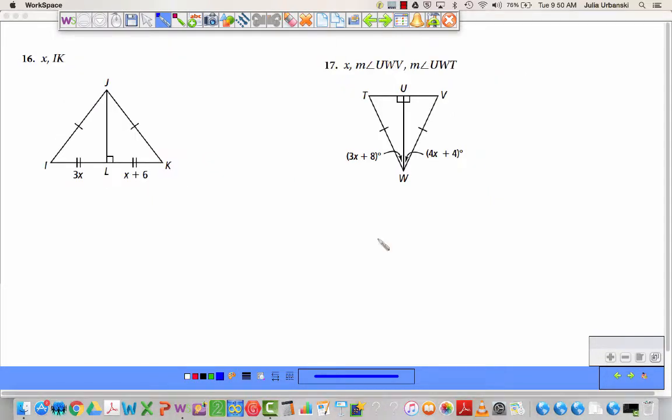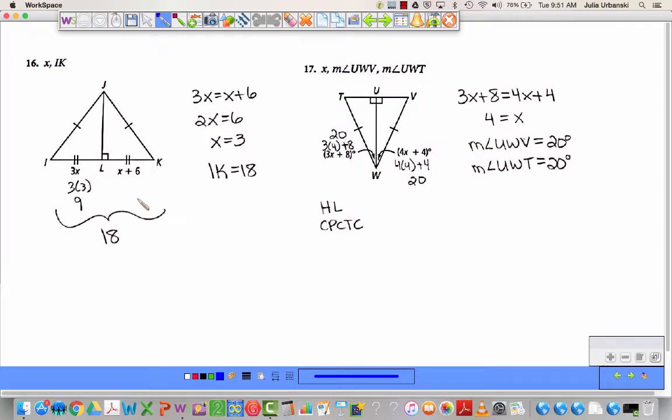Try these last two on your own. Click pause until you're done and then click play again. For number 16, I already see that this segment right here is equal to this segment right here. So I'm just going to make 3x plus 6 equal to x plus 6. Subtract x from both sides and divide by 2, you get x equals 3.